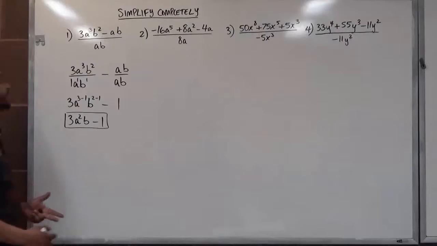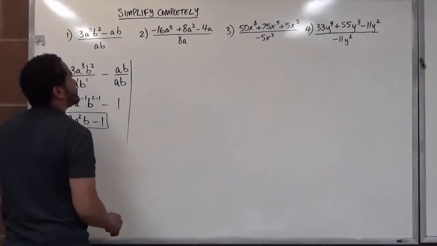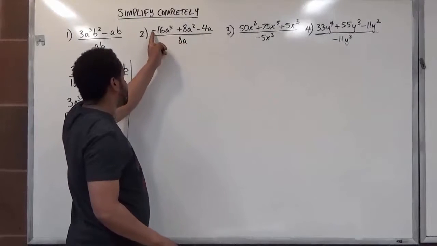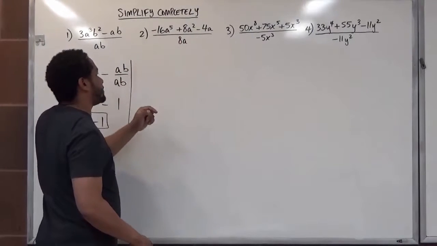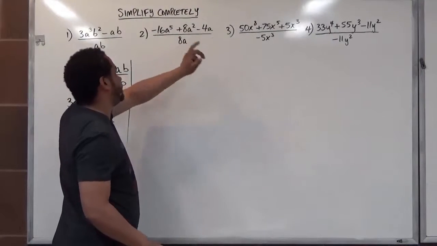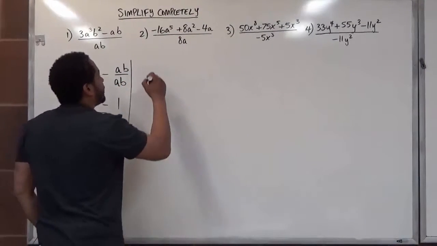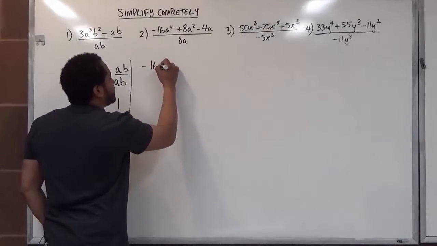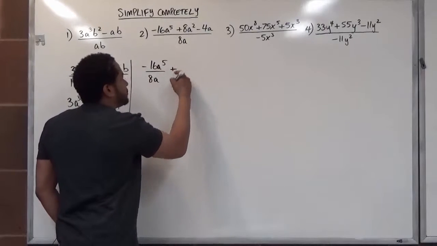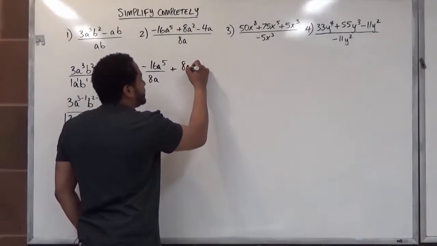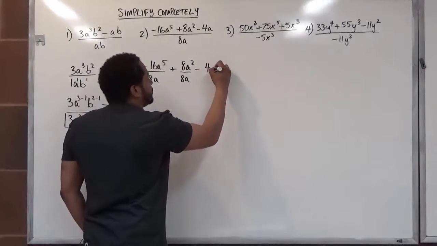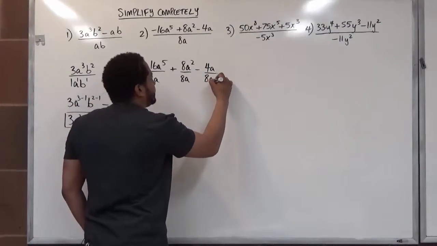Let's use the same technique on the second problem. Again, we're going to split the fractions at every symbol. This doesn't count because it's the negative symbol for the 16a to the fifth. We're going to separate the 8a squared and the 4a from this entire conjunction of fractions. So we have negative 16a to the fifth divided by 8a, then a plus symbol between the fractions with 8a squared over 8a, and a negative 4a divided by 8a.